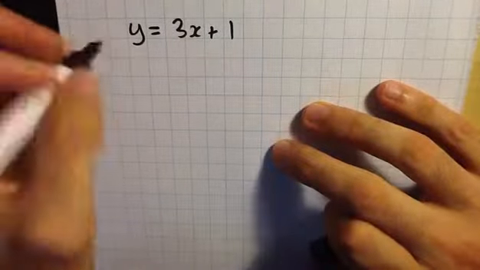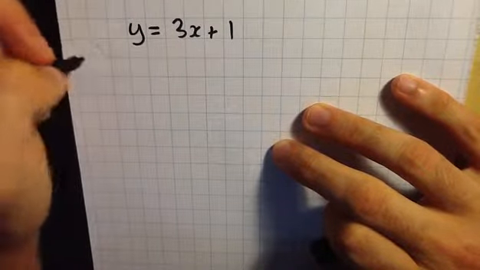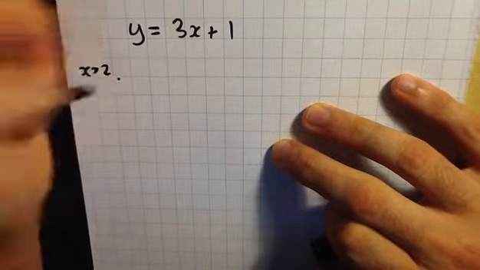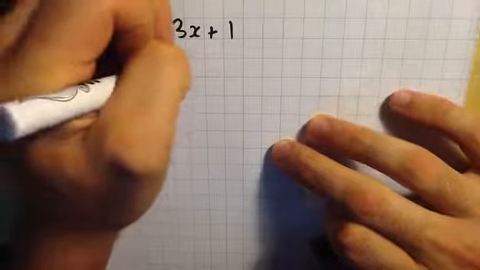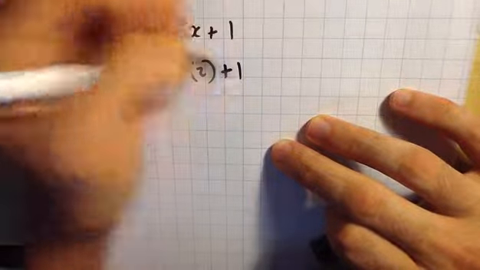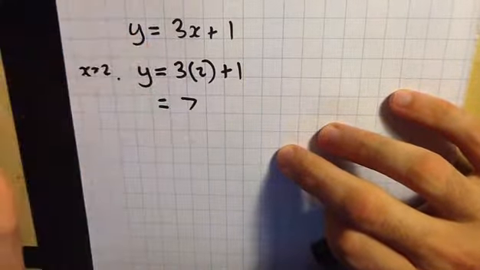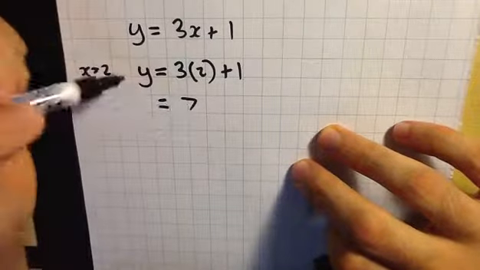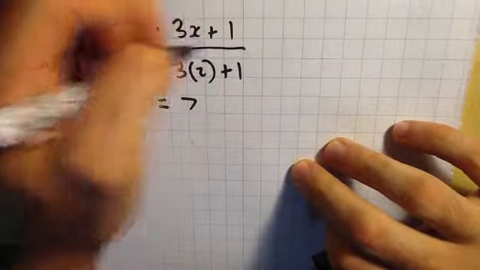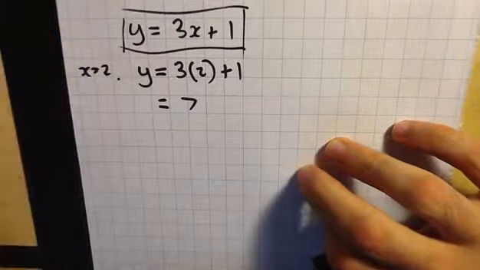So let's take this equation and let's go, alright, I'll sub in x equals 2 and see what happens, okay? So what if x equals 2? I go, alright, well then it's y equals 3 times 2 plus 1, that equals 7. Because I get one answer for y, this equation represents a function, okay?